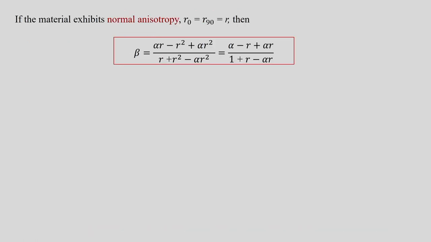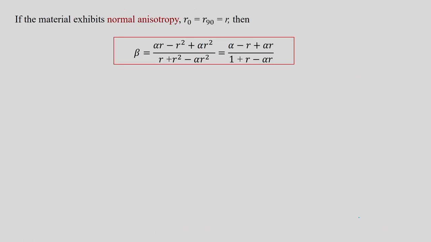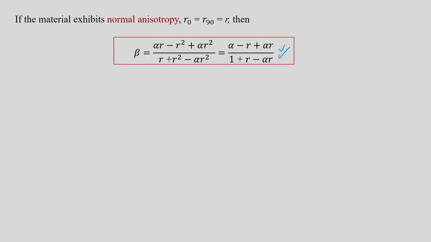Now, if you consider normal anisotropy, which we discussed just before, where r0 is equal to r90 equal to r, in this equation, if you put r0 equal to r90 equal to r, it becomes a further simple case: alpha into r minus r square into 1 minus alpha divided by r plus r square into 1 minus alpha. Then you simplify it, you get a simple equation here. So, using the Hill 1948 yield function, of course, plane stress has to be there because we have to bring in alpha and beta, and if it is not a case of normal anisotropy, then this is the equation you have to relate them. If you put R0, R90 equal to R, then you get this particular equation. In this equation, if you put R equal to 1, what will happen to beta?